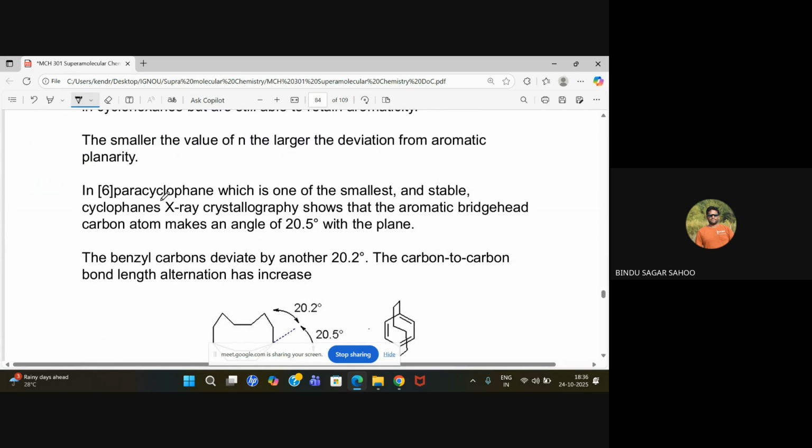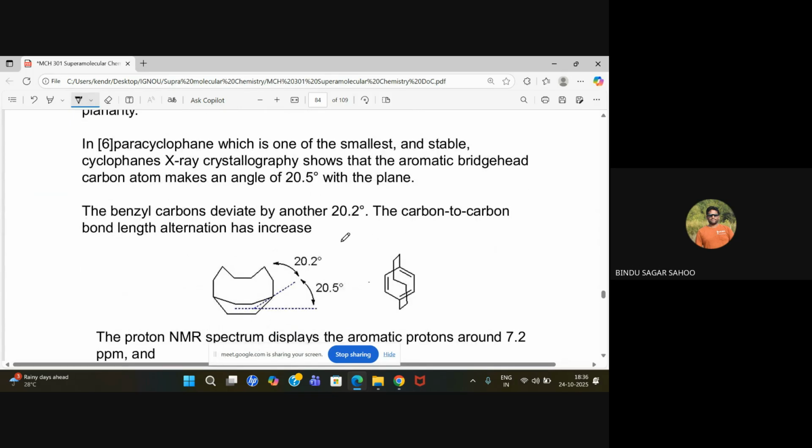So in 6 you can see paracyclophane, which is one of the smallest and most stable cyclophanes. X-ray crystallography shows that the aromatic bridgehead carbon atoms make an angle of 22.5 degrees with the plane. So when it is in boat conformation, you can see it's making an angle with the molecular plane. You need to remember this structure, this is the proper representation of the cyclophane structure. This is the aromatic ring, and these linear chains or groups will be arranged like this.